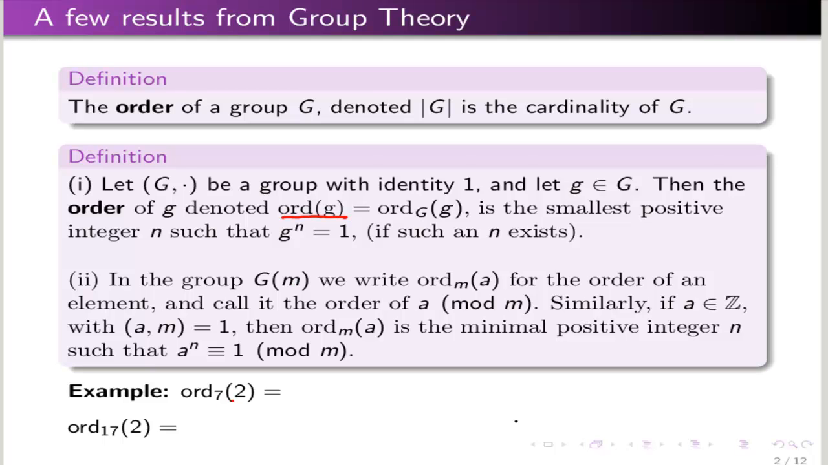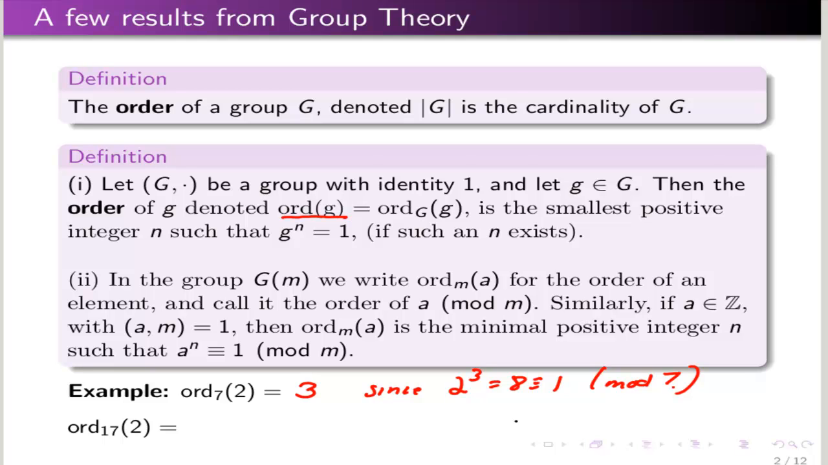So what's the order of 2 mod 7? What power do you raise 2 to in order to get 1? And that's simply 3, since 2 cubed is 8, which is 1 mod 7. And it's the smallest exponent that would work.